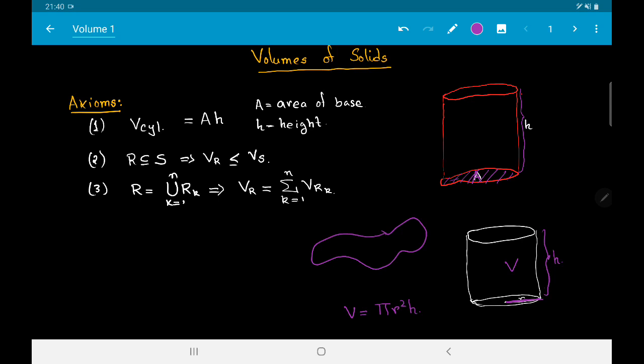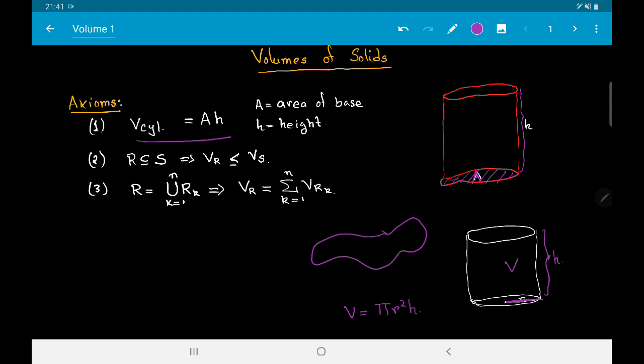More generally, what we are going to assume as our first axiom is the following. Given a cylinder with area of the base A and height h, the volume of the cylinder is given by A h. The second axiom and third axiom are quite similar to what we had in the case of area of planar regions.